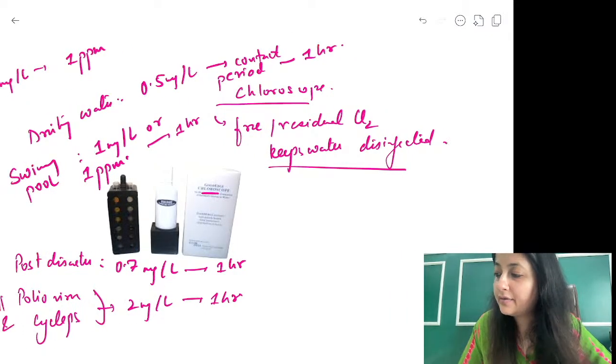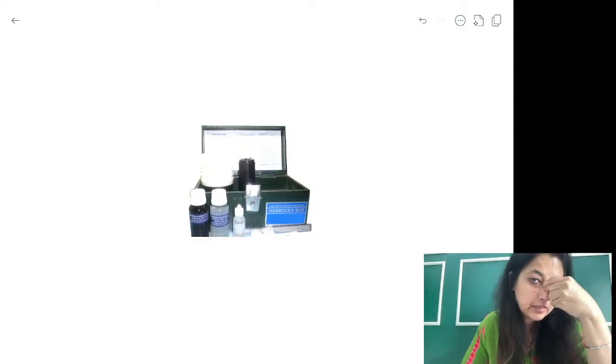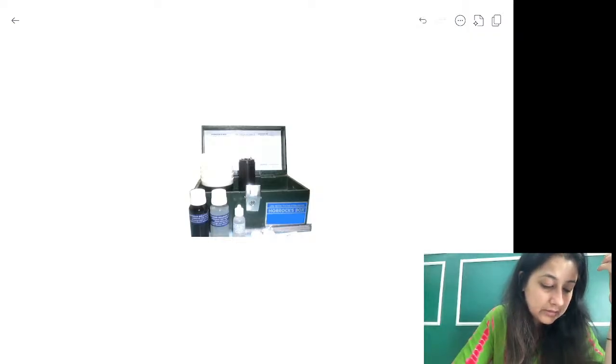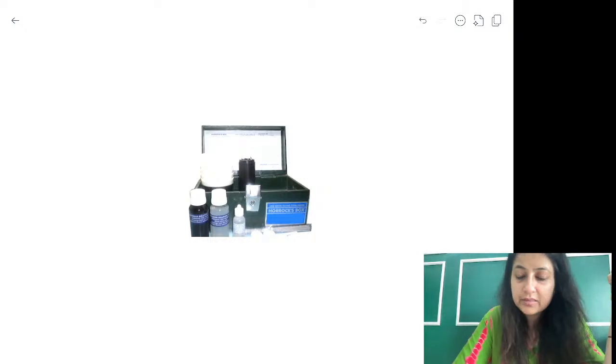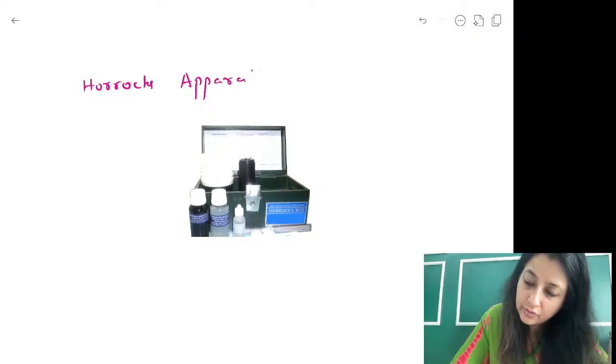So moving ahead. What is the name of this equipment? Quickly tell me. And what do you use this equipment for? So this is none other than a Horrocks apparatus. Quick question on the Horrocks apparatus.